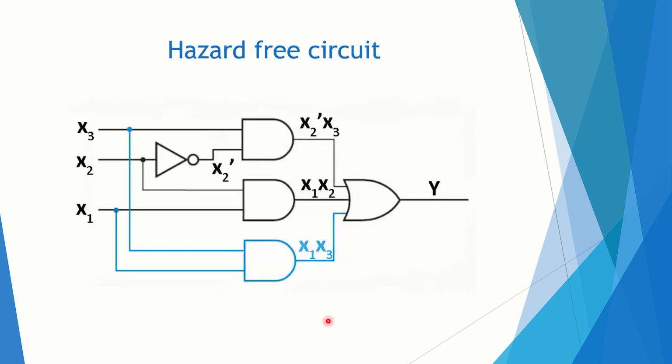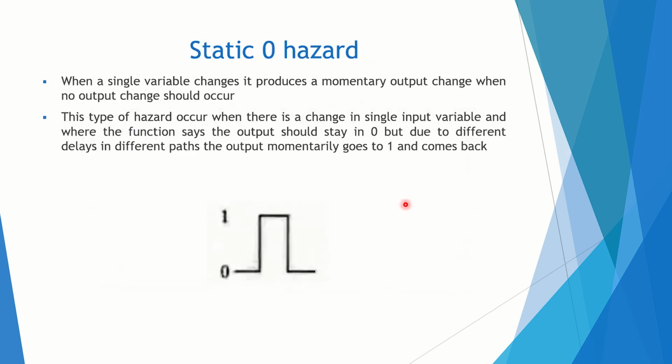Okay. So we are adding an extra AND gate here with function x1 x3, and we are making a three input OR gate. So even if there is a different delay, this x1 x3 remains as 1 and output y stays at 1 without going to 0 and coming back. So we have made a static 1 hazard free circuit. Okay. Next is static 0 hazard.